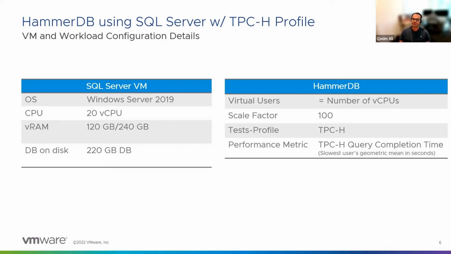And the way the performance metric works is all these virtual users are executing a set of 22 analytical queries. We choose the user which is the slowest, and we take the geometric mean of those 22 queries. The end result is the performance metric, which is completion time. And of course, the lower the better, because this is the completion time of the queries. In this case, the active memory is 85% of VRAM size.